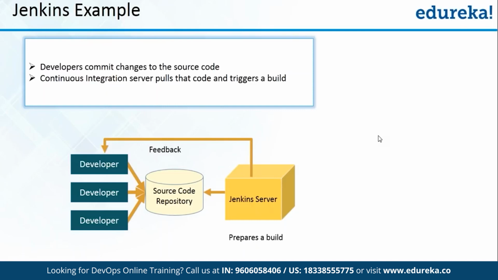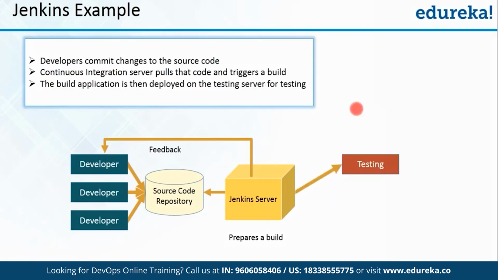Now let us move forward and see what happens once you have compiled your code. The code that you have compiled, you need to test it. All right. So what Jenkins will do, it will deploy the code onto the test server for testing. And at the same time, developers will be notified about the test results as well. So let us again execute this practically.